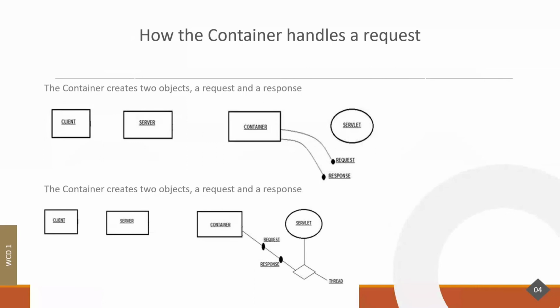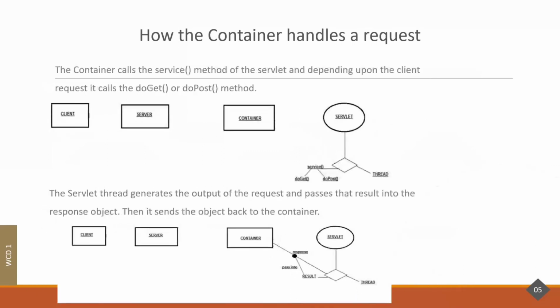Then the container creates two objects. One is the request and the other one is the response. The container calls the service method of the servlet and, depending upon the client request, it calls the doGet or doPost methods. The servlet thread generates the output of the request and passes that result into the response object. Then it sends the object back to the container.